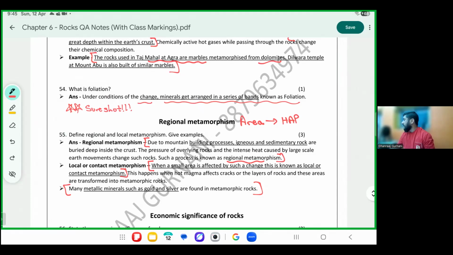So what happens on those lines? Because of regional metamorphism, that particular region must have gone through some kind of change. Intense change. There must have been some intense change there. That's why gold and silver are found only in some parts of the world. Gold mining and silver mining is very expensive.